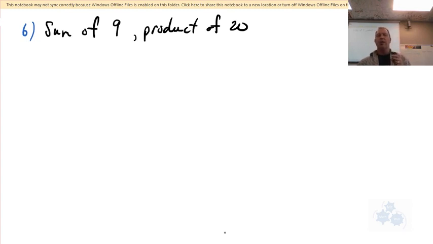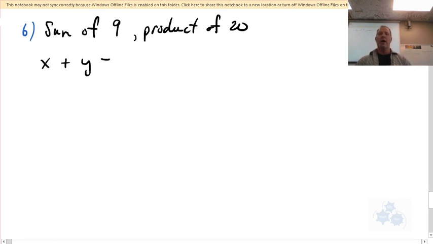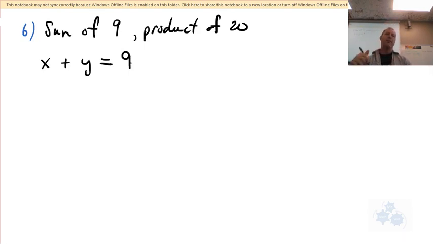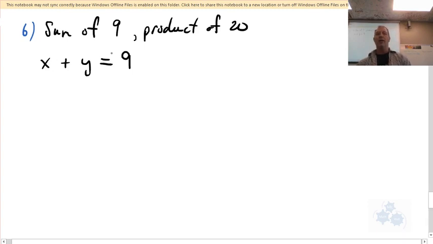Okay. So a sum of 9. We're looking for 2 numbers that have a sum of 9. So let's say x plus y have to equal 9. Now, we can't use 2 variables. We can only use 1. So how do I express one number being x and the other number being something in terms of x? Well, if one number is x, the other number, watch this, the other number y is actually 9 minus x. You see that?